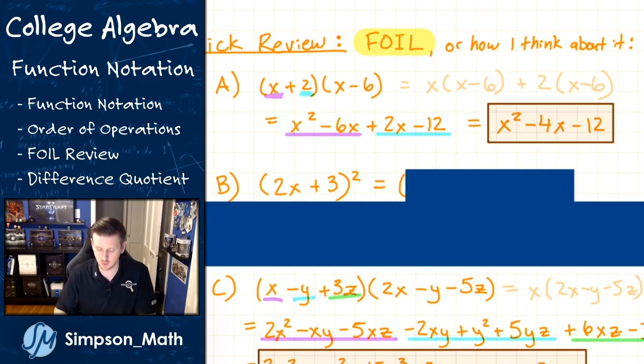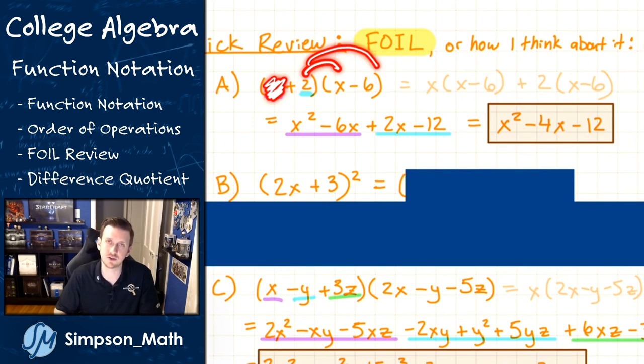Once you're distributed as far as you can, we move on to the next one. So I'm going to cover up this x. So I'm just going to look at this 2. I'm going to distribute this 2 as much as I can into the parentheses. So we have 2 times x and 2 times negative 6, which is what's happening over here. So then I have 2 times x is 2x, and 2 times negative 6 is negative 12. And there we go. We just foiled.